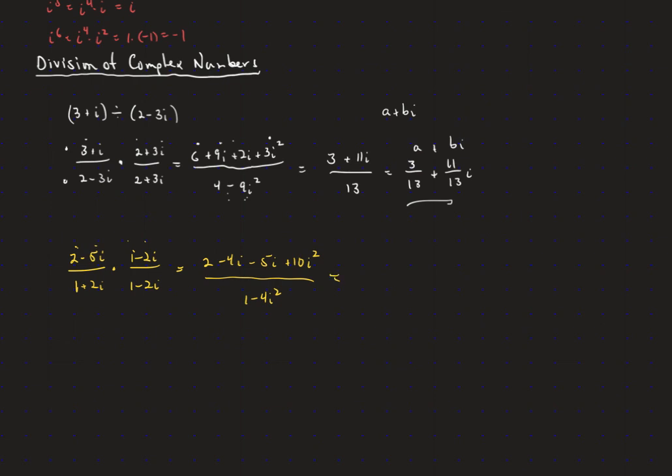We clean up. i squared is negative 1, so this becomes negative 10. We combine it with the positive 2 and get negative 8. The negative 4i minus 5i is a minus 9i. In the denominator, we're going to get a 1, and then a minus 4i squared becomes a 1 plus 4. That's going to be 5. We'll split this up and call it negative 8/5, and that'll be a minus 9/5 i. So there is our complex number in a plus bi form. All right, very good.